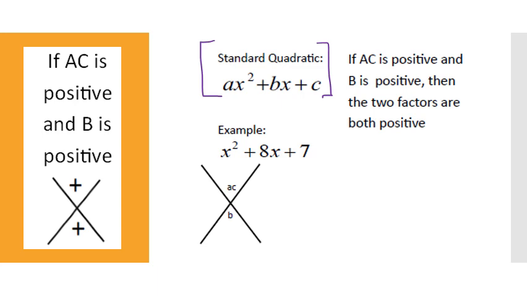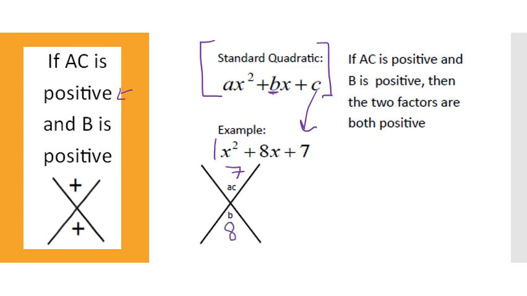The first one, if you look off to the left side here: if a times c is positive and b is also positive, we're going to fill in this big X on the bottom. This is called our AC method to factor. In this case, A is 1, and our C value here is 7. So on the top of my big X, 1 times 7 is 7. And on the bottom, I'm going to put my B value. In this example, B is 8.